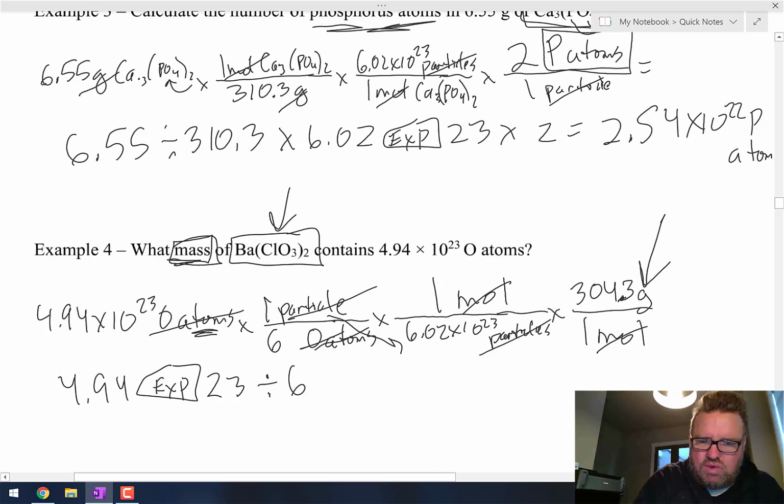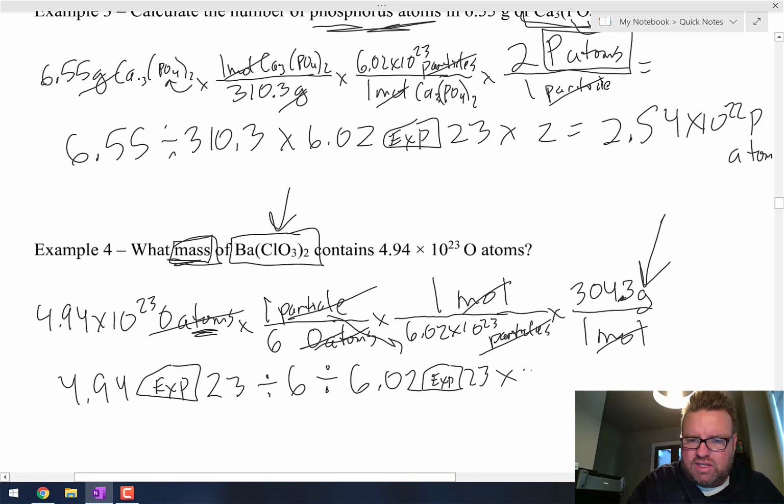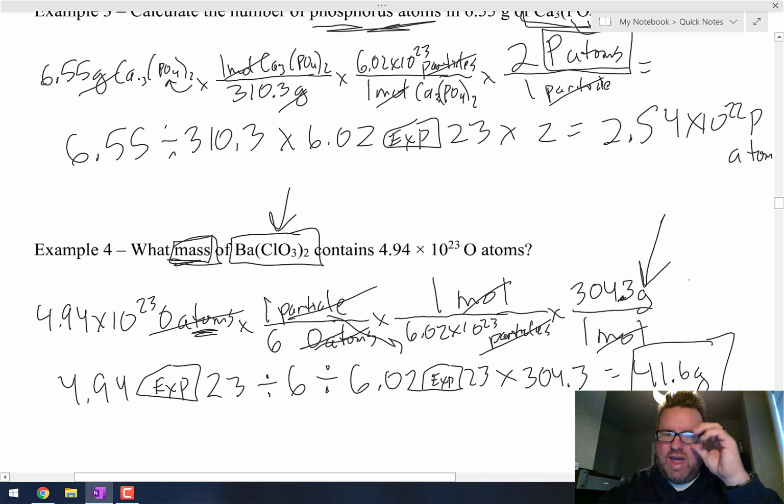And then notice we have 2 divisions in a row. Divide by 6, and then we're going to divide again. That's how you type it in your calculator. 6.02 exponent 23. So divided by 6.02 times 10 to the 23rd. And then that 304 is on the top, so times 304.3. Equals, after all those 23rds canceling out, I end up with 41.6 grams of barium chlorate. And that is my final answer.